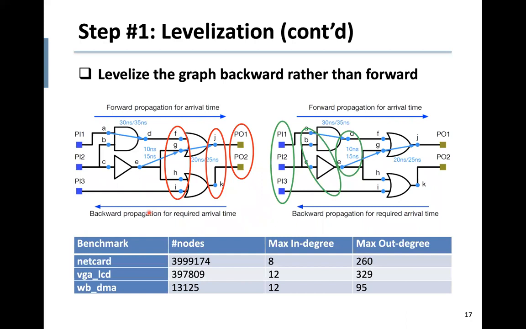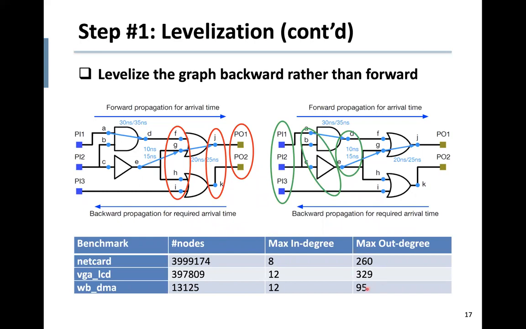There is one thing to note. We do this levelization backward. We start from the primary output and levelize the circuit graph all the way to the input. We do not do forward levelization because we observe that for most of the designs, the output degree has a higher divergence than the input degree, as you can see in this table.